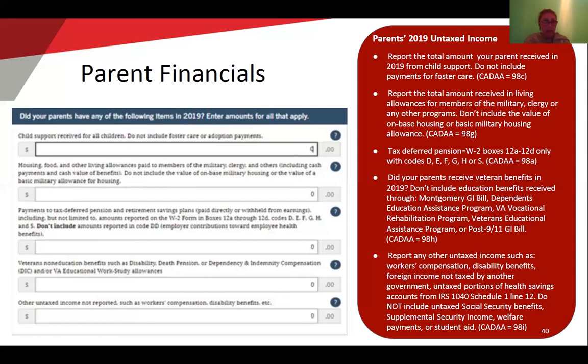And lastly, the last question for other untaxed income is kind of a catch-all for other untaxed income. And it would include if your parents had any sort of workers' comp income or disability benefits and others, as you can see on the slide. What you want to make sure to exclude is any sort of untaxed Social Security benefits that your parents may have received, or SSI benefits and welfare benefits. Next slide.